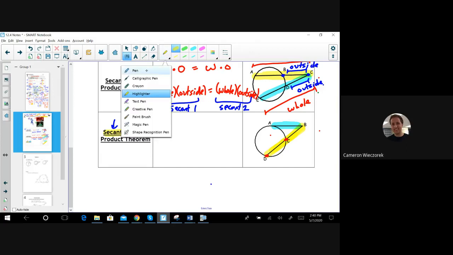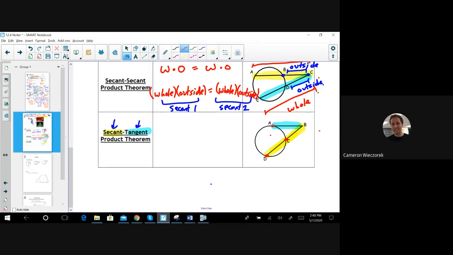You'll know it's a tangent. It only hits the circle once. And they don't draw the rest of it, but if it were to continue, it would just keep going outside the circle. It would not continue inside. This one's real similar. I'm still going to label this yellow one the whole length of that secant. And I'm going to label the part that stops at C. This is just the outside part. So outside. Okay, so one part of this equation is still just going to be whole times outside.